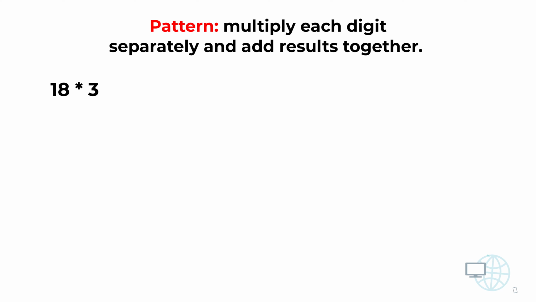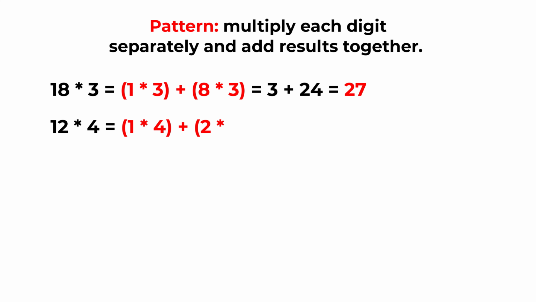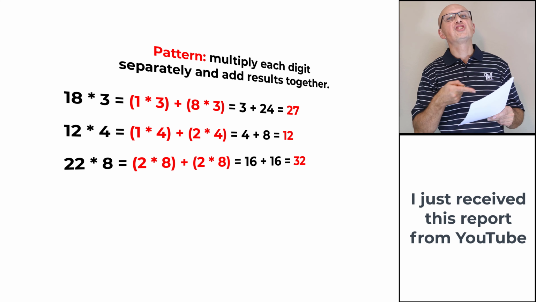For example, 18 by 3 should be processed as 1 multiplied by 3 in parentheses plus 8 multiplied by 3 in parentheses, which would be equal 3 plus 24, and which would be equal to 27. In a similar way, 12 multiplied by 4 can be calculated as a result of 1 multiplied by 4 in parentheses plus 2 multiplied by 4 in parentheses would be equal 4 plus 8 and would be equal to 12. And in very similar way, 22 multiplied by 8 would be a result of 2 multiplied by 8 in parentheses plus 2 multiplied by 8 in parentheses, which would be 16 plus 16, which would be equal to 32.